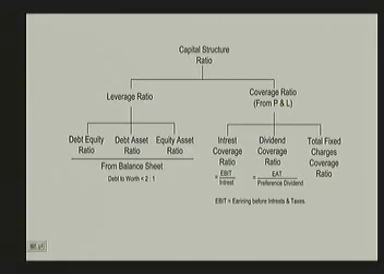Now, the coverage ratios are calculated from the profit and loss account, and there could be different types of coverage ratios. For example, it could be interest coverage ratio, dividend coverage ratio, or total fixed charges coverage ratio. And the definitions also are very simple. For example, interest coverage ratio is earnings before interest and taxes divided by interest. Likewise, the dividend coverage ratio is earnings after taxes to preference dividend.